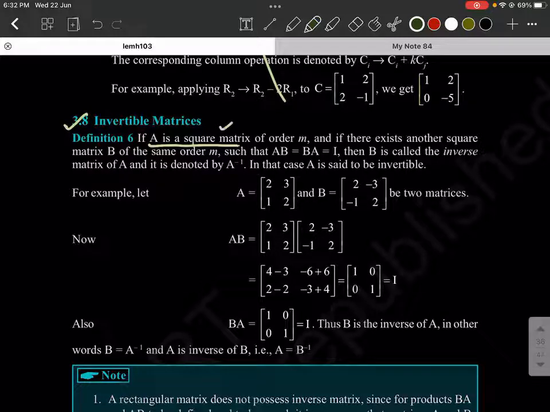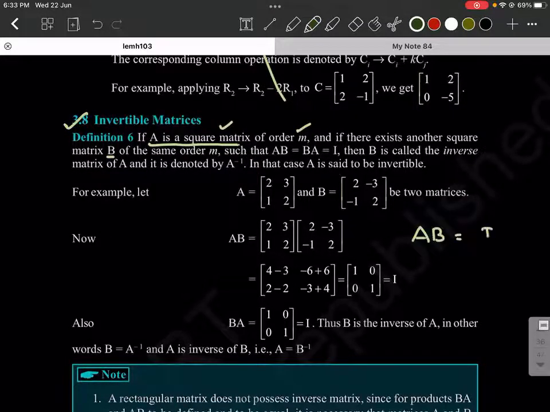If A is a square matrix of order m, and if there exists another square matrix B, which should also be of the same order, such that if you do the product of A and B and you get the identity matrix, then you can say B is the inverse of A. What inverse? It is the multiplicative inverse. Is it clear? Because had they been numbers, when you multiply two numbers, you would have got the output as 1. Whereas here you're not multiplying numbers, you're multiplying matrices. So AB will be equal to I. Are you able to understand what I'm saying?